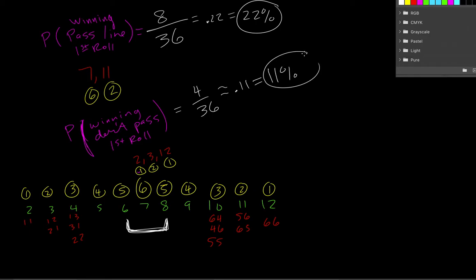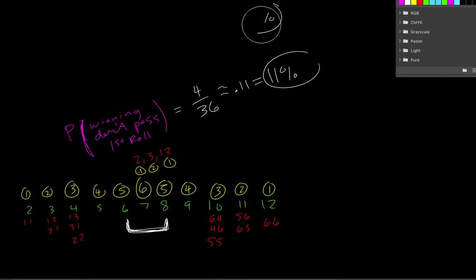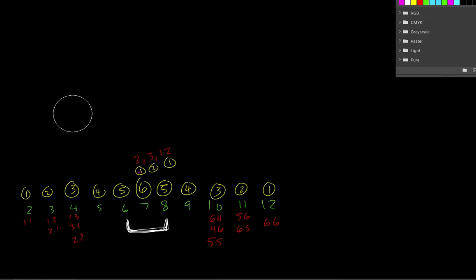Now, let me erase this. The next one is the one that trips up kids every single year, because there's not really a good way to ask this question. So that's why I'm showing you how to do it. It's the pass line winning, not on the first roll, so like second roll, third roll, all of that stuff. The problem with this one is we don't know what we rolled on the first roll, but we know what possible numbers we could roll.